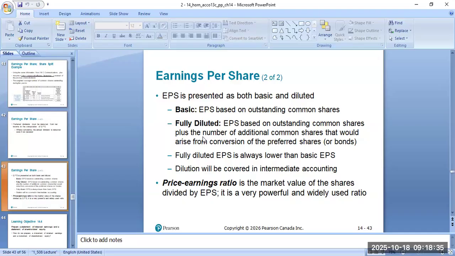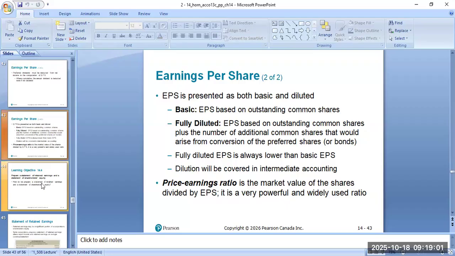And obviously that we're going to decrease the number for the diluted earnings per share. Price earning ratio is the market value of the shares divided by the earnings per share. Now the price earning ratio we're going to give you is the relationship between the market price and the earnings per share of the company.